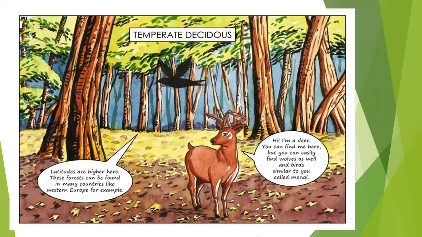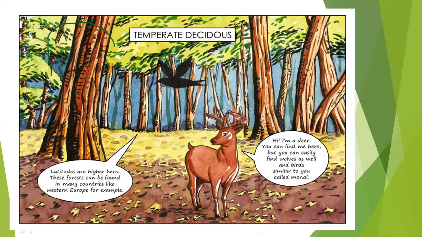Temperate deciduous forest, again deciduous means those forests which shed their leaves. Now the crow bird moved to the temperate deciduous forest. Latitudes are higher here. These forests can be found in many countries like Western Europe, for example. Normally in temperate areas we find this type of forest, such as New Zealand, Japan, northeast China, northeast USA, southern Chile, and Western Europe.